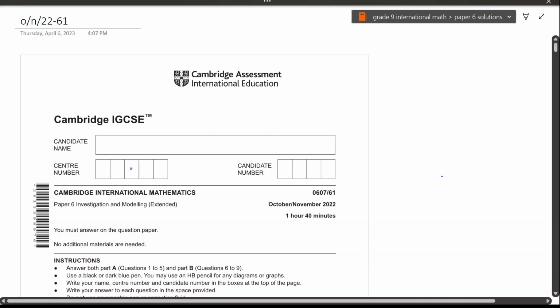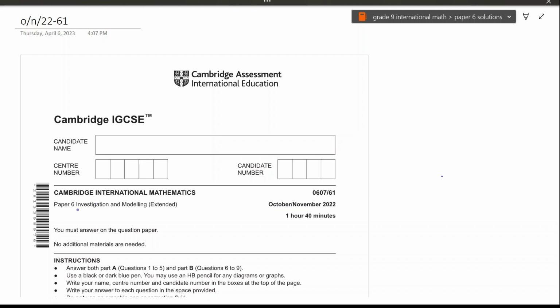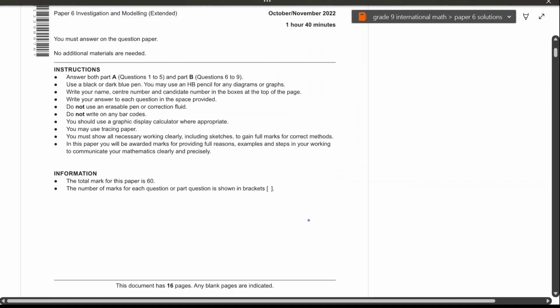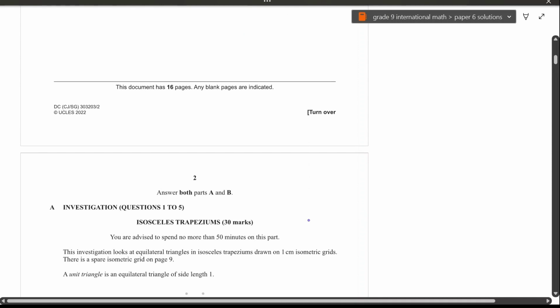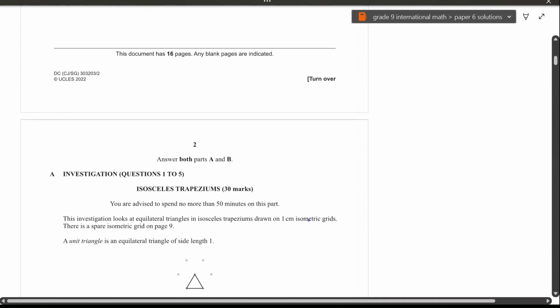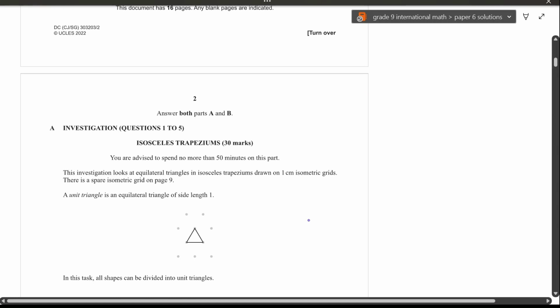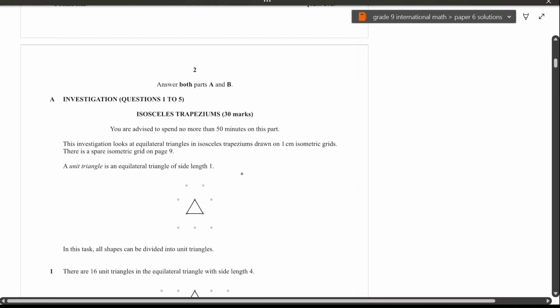Okay, so we are going to solve paper 6 of October-November 2022, paper 6-1. Part A is the investigation. This is based on isosceles trapeziums. We're not advised to spend more than 50 minutes on this part. So let's read through it.